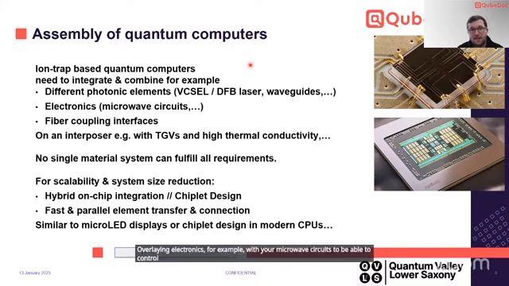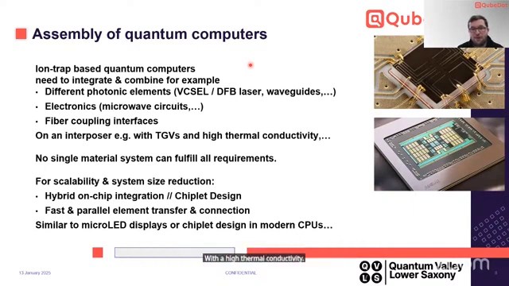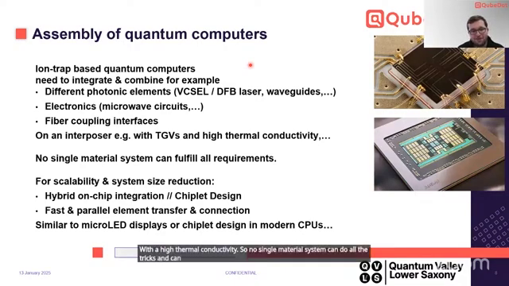You have to integrate the overlaying electronics, for example, with the microwave circuits to be able to control these single ions. For example, you would also need to offer a fiber coupling interface, and all of this on an interposer, for example, through glass vias or through sapphire vias with a high thermal conductivity. So no single material system can do all the tricks and can fulfill all the requirements.